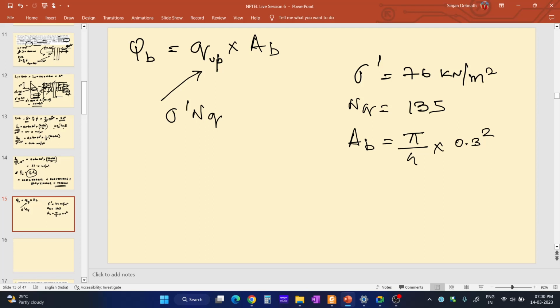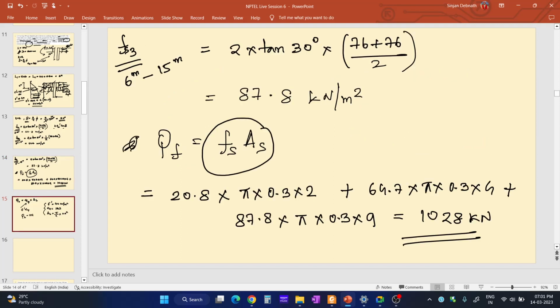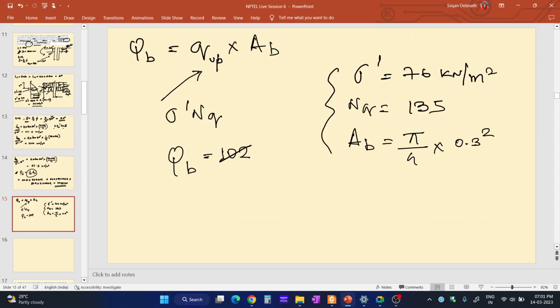Now, if you multiply all these three things, you will get the value of Qb, that is the total end bearing resistance. If you multiply all these three things, you will get Qb, which is equal to, no, sorry, not 1028. It will be 725 kilonewton.